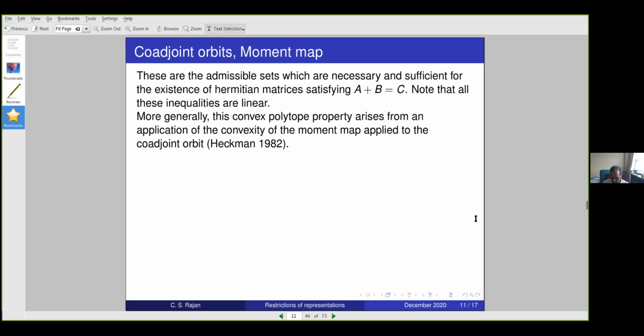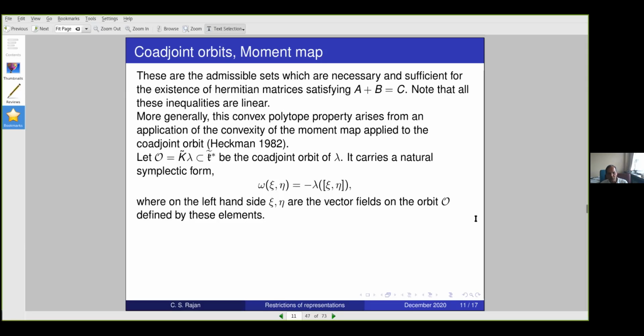I should say, as usual, there is a lot of work. It's probably the work by Kostant, and then Atiyah looked at convexity of the moment map, and many others looked at it. And Heckman applied it to the coadjoint orbit, and so got some results. I'll explain what the thing is. I'm just going to say a bit. I'm not going to say much more because I'm fairly ignorant of many of the things which I'm talking about right now.